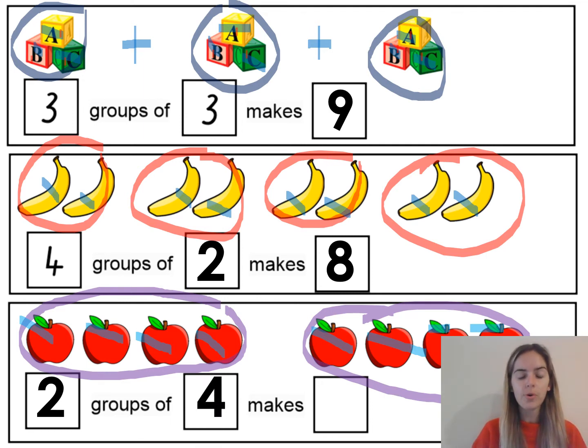2 groups of 4 makes, now let's count them all up together. 1, 2, 3, 4, 5, 6, 7, 8. 2 groups of 4 makes 8.